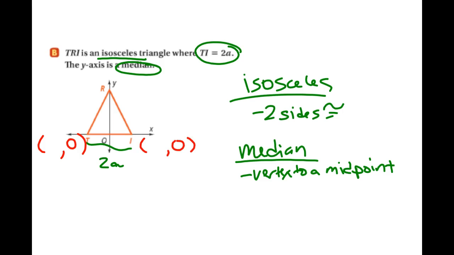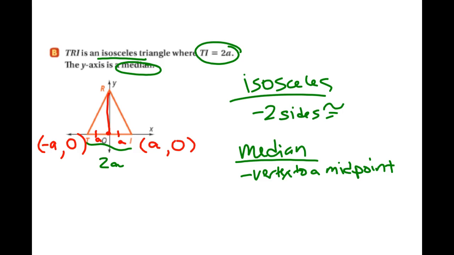Okay? Now, I'm told that this line right here, this y-axis, is a median, meaning this point right here, the origin, is a midpoint. These have to be congruent. So if that entire side is 2A, well, each little chunk is A. If I think about T, I went backwards, so that's a negative A. But for I went to the right, forwards, that's a positive A. I just got those two values.